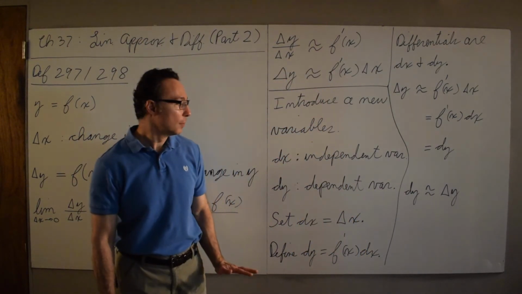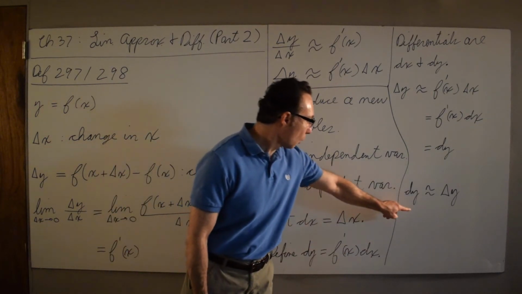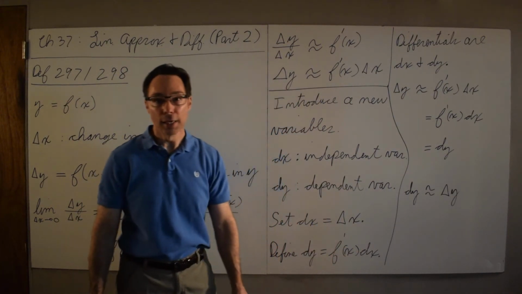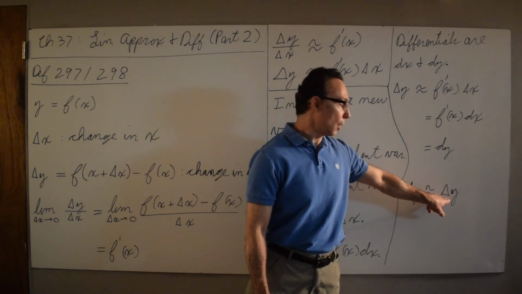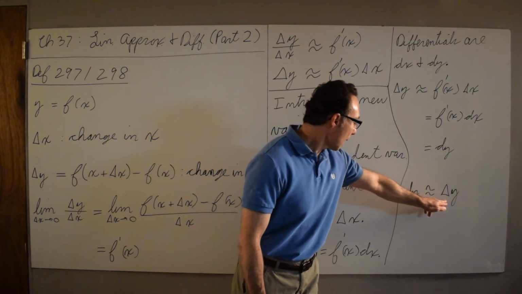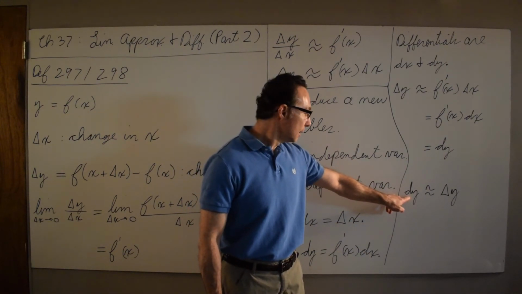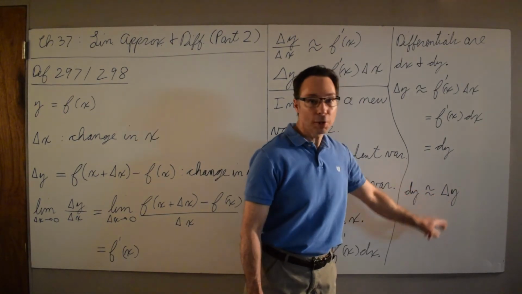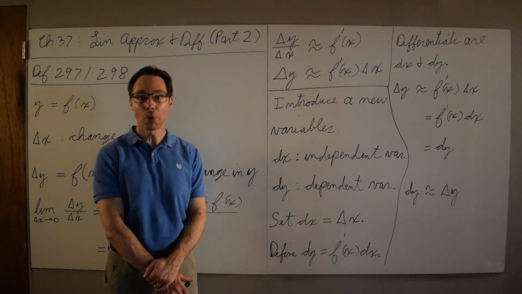Why do we do this? Same reason we use the linearizations. As a general rule, the dy, which is f prime of x dx, is easy to calculate. The delta y is more difficult to calculate. And so we're willing to trade accuracy for ease. So dy is fairly easy to calculate, and it's approximately the delta y that we're interested in. So rather than calculating delta y, we calculate dy, and we say those two things are approximately equal.